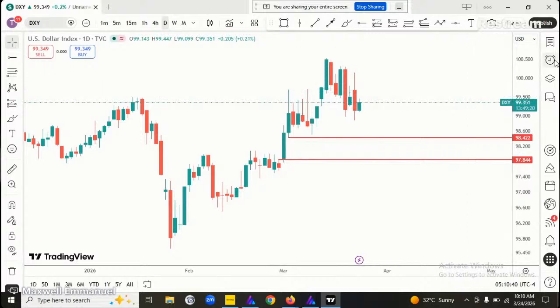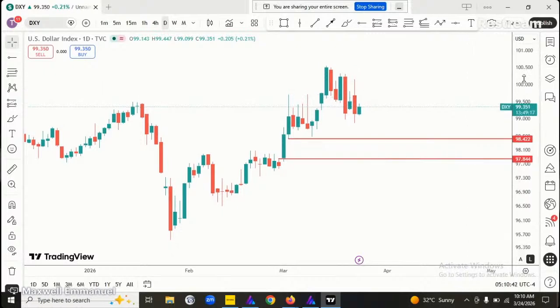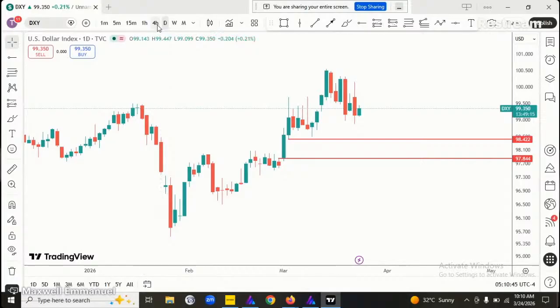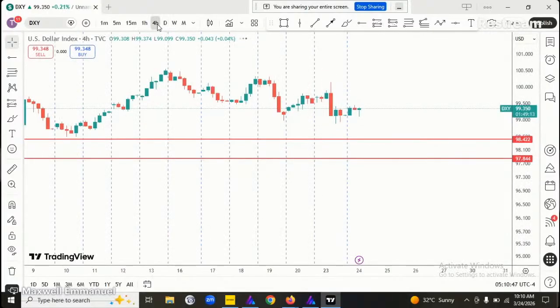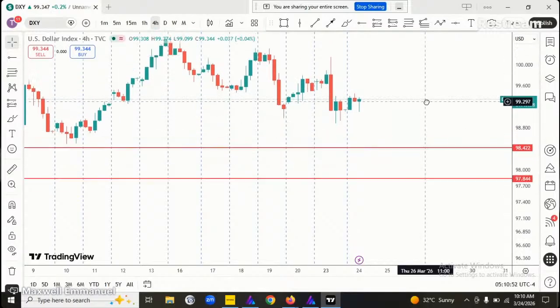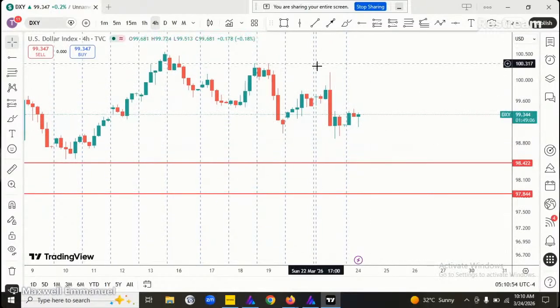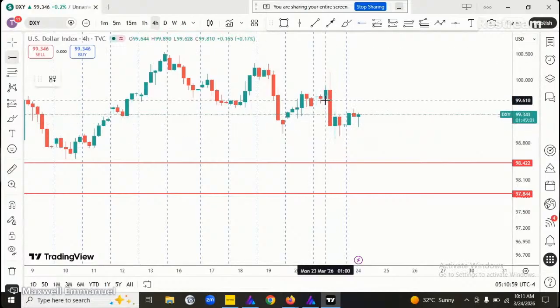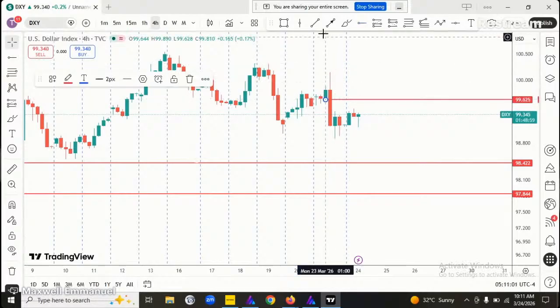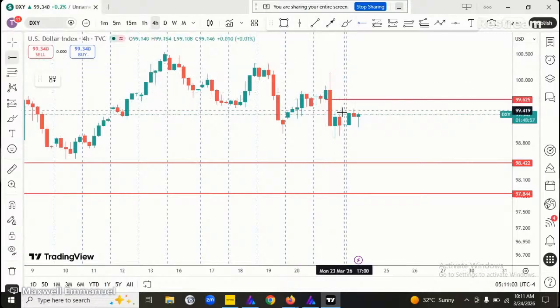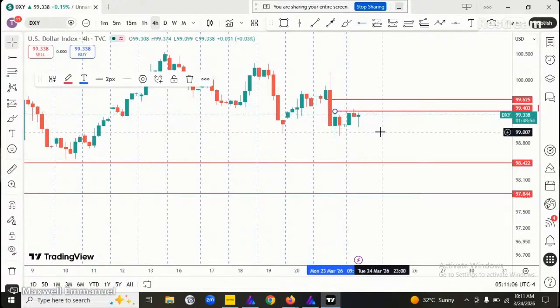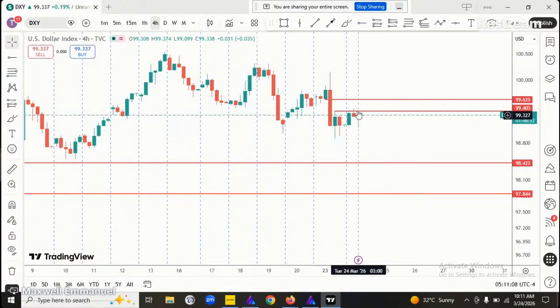So my bias for the dollar today is bearish. At what point would I sell the dollar? So dollar right now, yesterday after this engulfing pattern, we had this fair value gap. You can see they tapped into this fair value gap today. They tapped into it, but they didn't fill that gap completely.